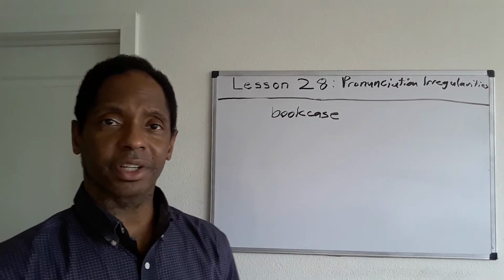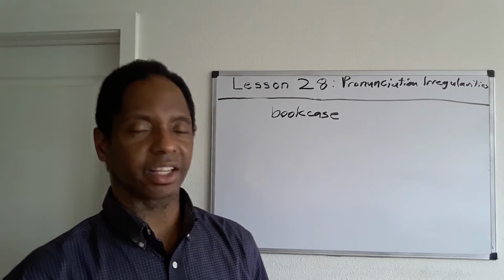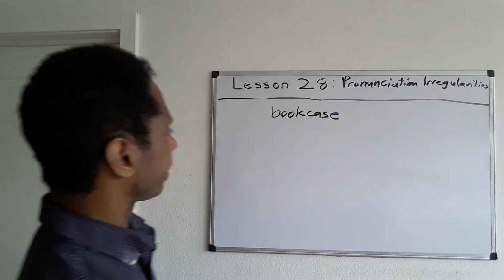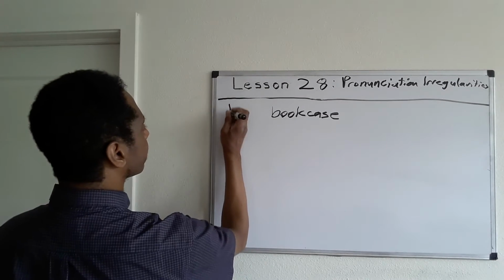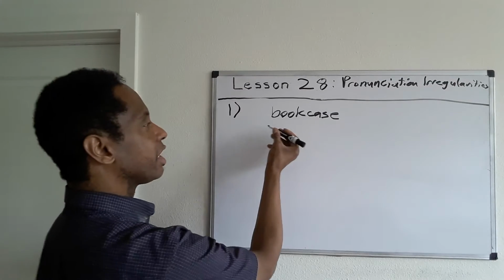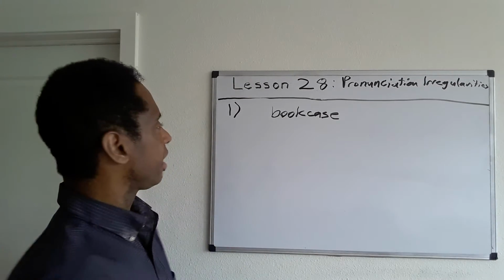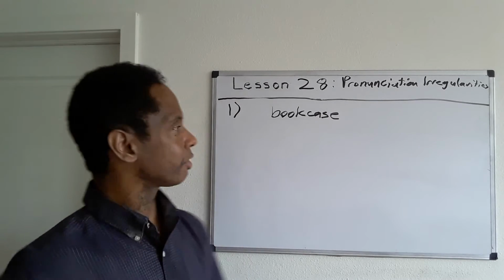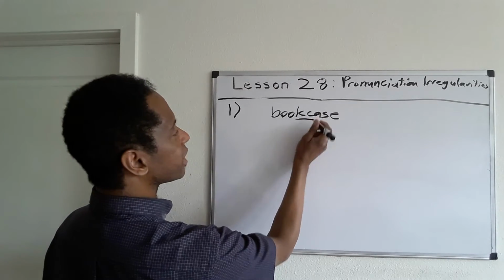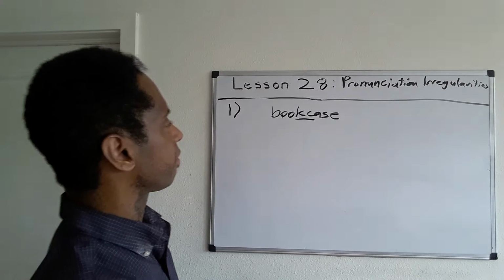In this lesson, we're going to go over irregularities of pronunciation. Okay, let's start with the first one. In English, we have the word bookcase, right? How do you say bookcase? The main problem is the K and the C in the middle, right there.